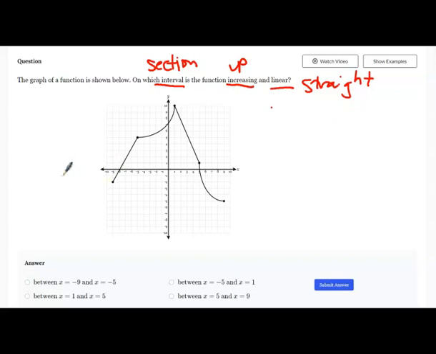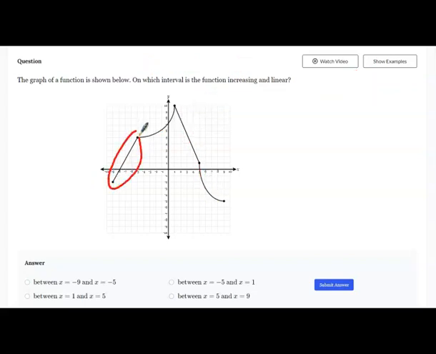So this section, when you use your eyeballs to read the graph, this section's moving up, this section's moving up, but these two sections are moving down. In addition, this one is straight, but this one is curved. So if we want something that is both increasing and linear, that's this section here.